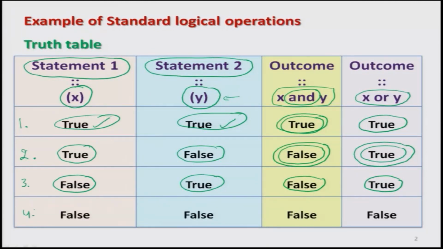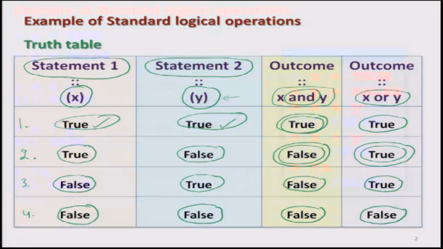Now the last situation is where both statements 1 and 2 are false. Statement 1 is false, statement 2 is false. Now I want to check what will happen to statement 1 and statement 2 together simultaneously. This will come out to be false. Now I want to check what will happen with the or operator. That means if statement 1 is false or statement 2 is false, what will be the outcome? The outcome comes out to be false here. And this table is called a truth table, and all the logical operations are based on this truth table.